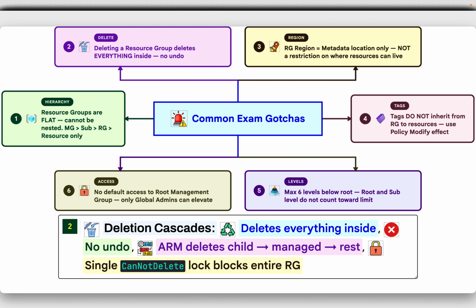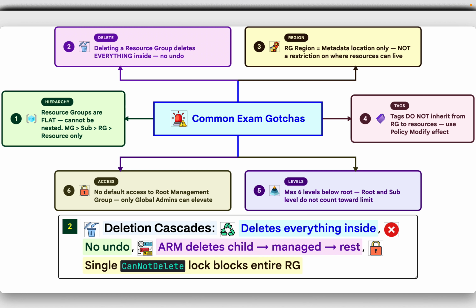Deleting a resource group deletes everything inside it, and there is no undo. Azure Resource Manager deletes child resources first, then managed resources, then the rest. A single CanNotDelete lock on any resource inside blocks the entire resource group deletion.